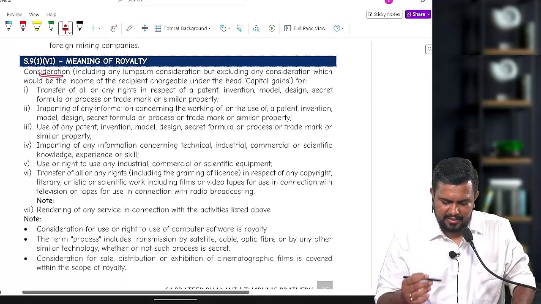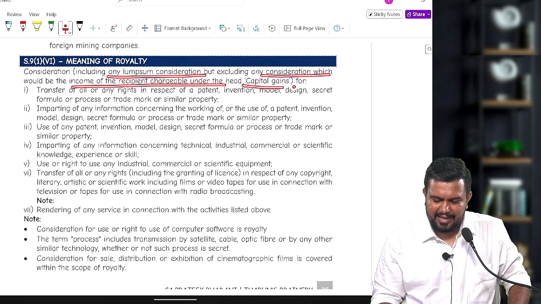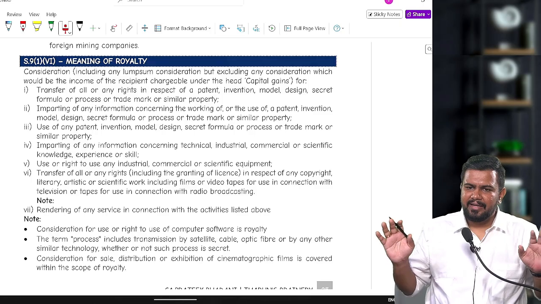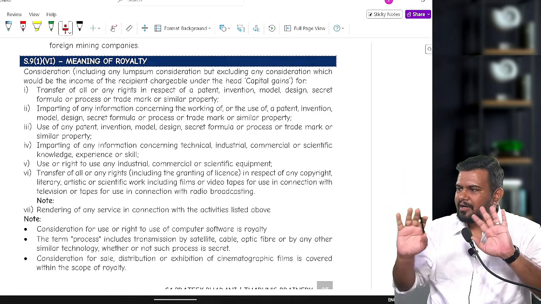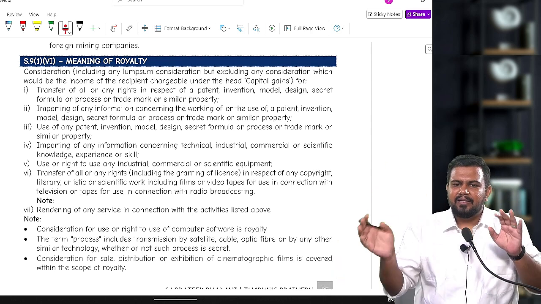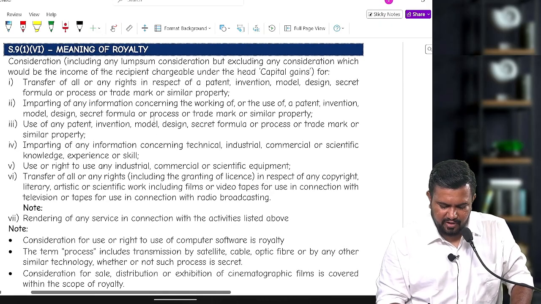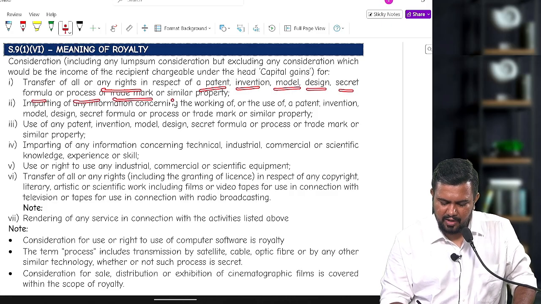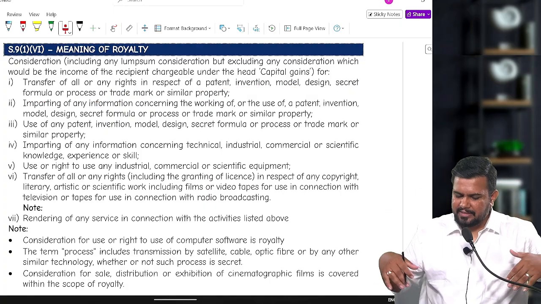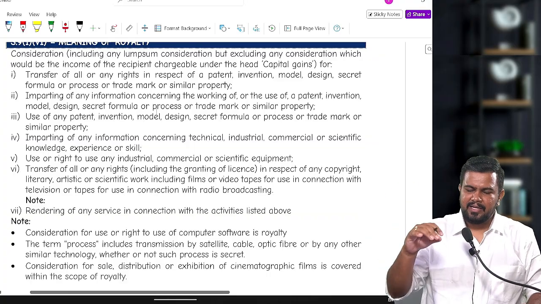Consideration. What is royalty? Consideration including lump sum consideration, but excluding any consideration which would be income under capital gain. So the first line, what they are telling is, if income is covered under capital gain, then see capital gain. It will not be called royalty. Only if it is not capital gain, it can be called a royalty. So for what all reasons? Number 1, transfer of all or any rights in respect of a patent, invention, model, design, secret formula, process or trademark or similar property. So these are all intangible assets. So if you are transferring any rights in the intangible asset and getting the money, it will be called royalty.